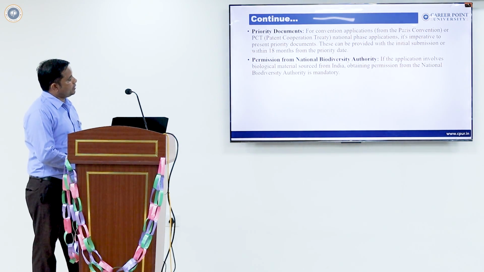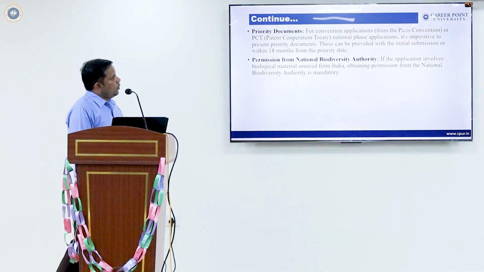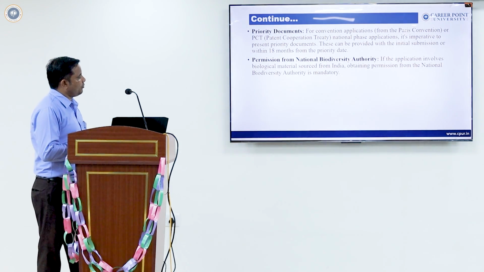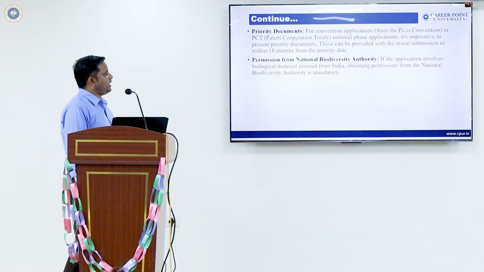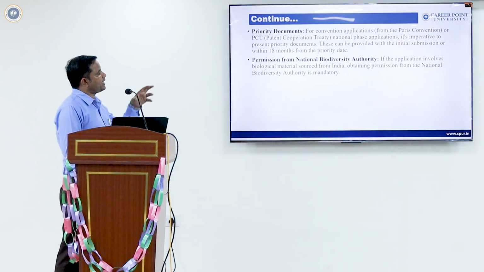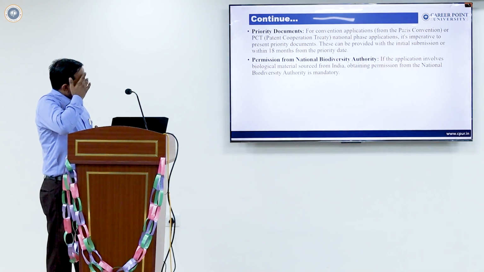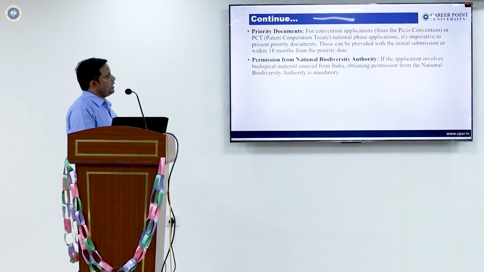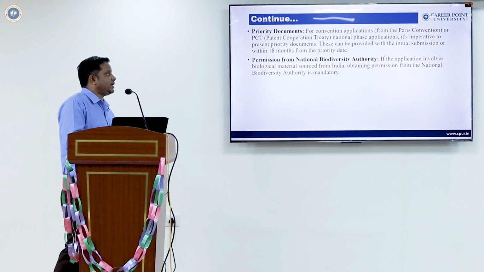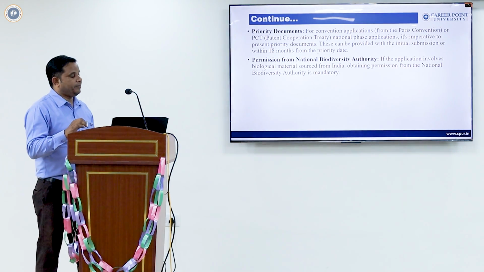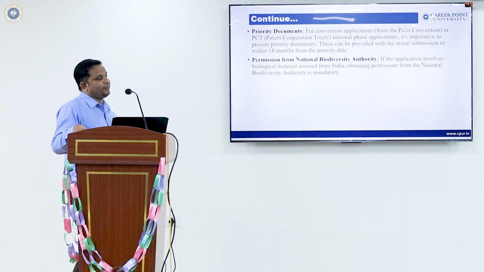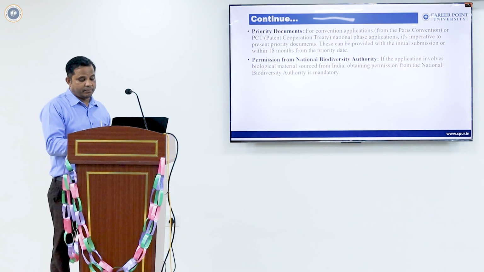Now the other document is the priority document. When we are going to file a particular patent in a particular country or outside of the country, then we need this type of document. We also need permission from the National Biodiversity Authority if the applicant involves biological matter sourced from India, obtained from the specific authority. This is a mandatory part before filing or submission of the patent.